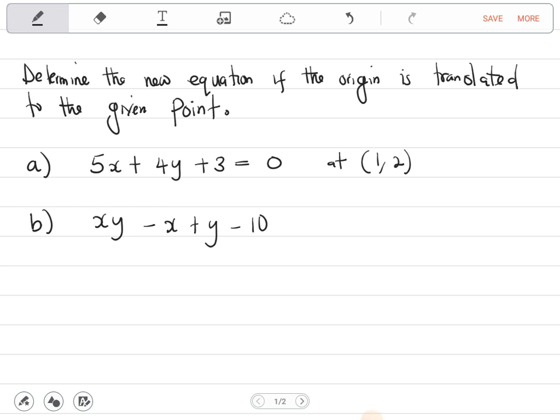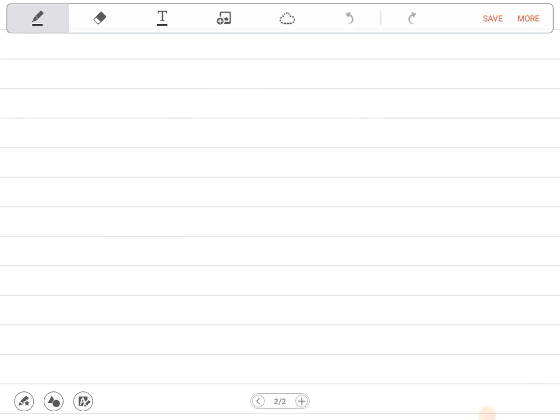When we look at 5x plus 4y plus 3 is equal to 0 at (1, 2), it means the center has been shifted from (0, 0) to this. That's what translation means. Now for A, let's go to A. A is 5x plus 4y plus 3 is equal to 0 at (1, 2).